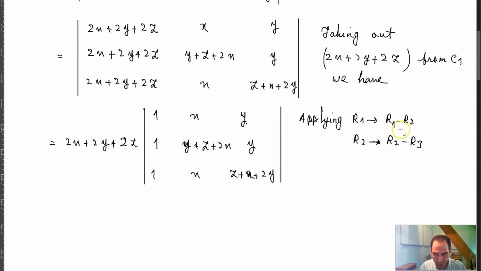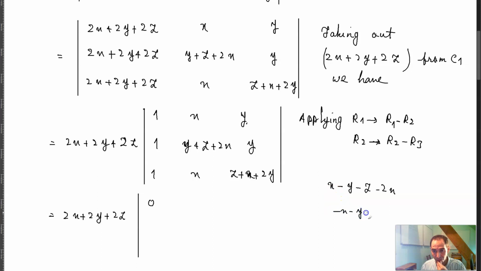So row 1 becomes row 1 minus row 2, which means that you have 2x plus 2y plus 2z, and row 1 minus row 2, so 1 minus 1 is equal to 0. X, you would get basically x minus y minus z minus 2x. And negative 2x plus x is equal to negative x, negative y, negative z. And then y minus y is equal to 0. And row 2 becomes row 2 minus row 3. So 1 minus 1 is equal to 0.